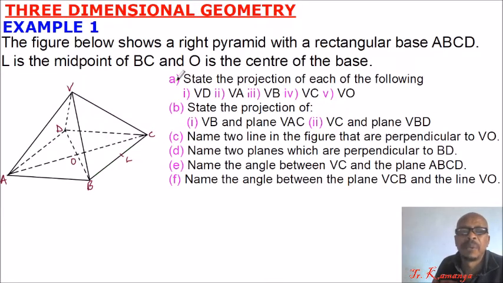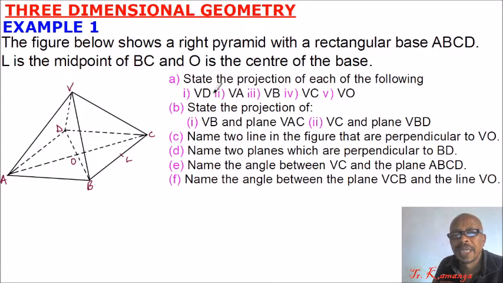Our first example, we are told the figure below shows a right pyramid with a rectangular base ABCD. L is the midpoint of BC and O is the center of the base. So we have our figure here. Our ABCD is the base, O is the center, we have the vertex V, then L is the midpoint of BC. We have our L here.